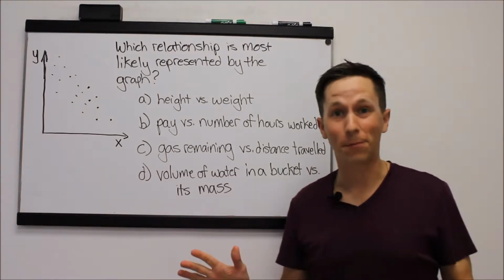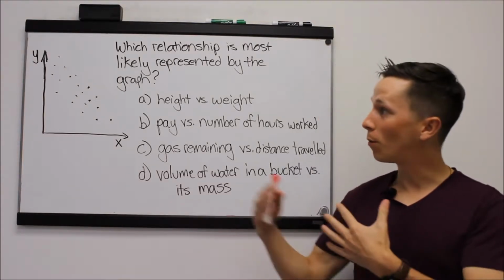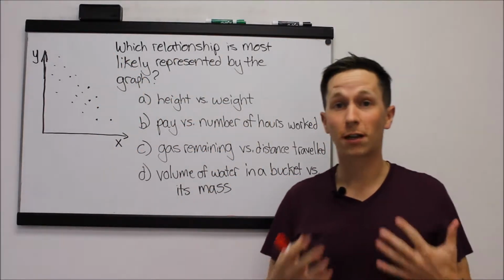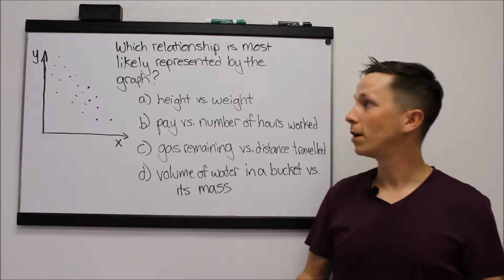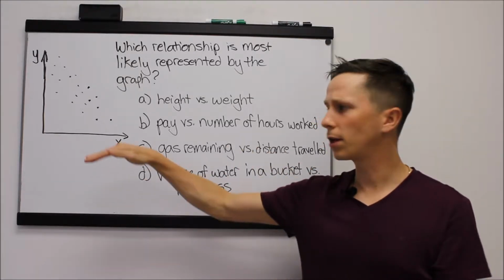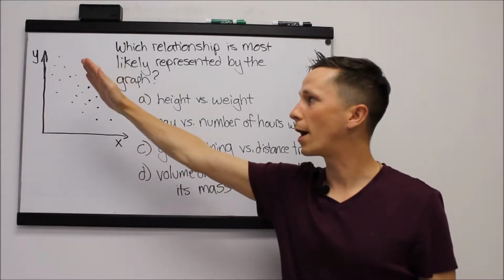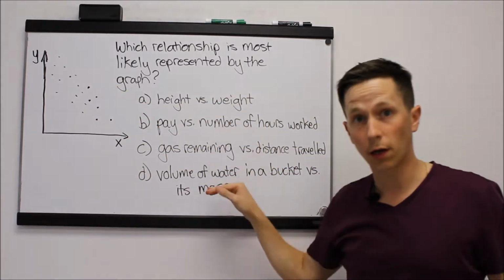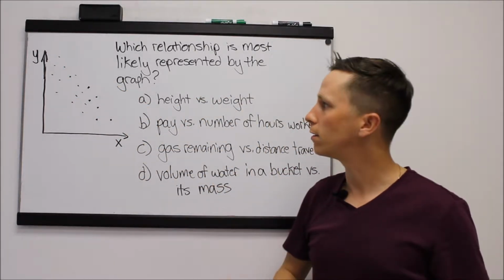There's actually no numbers even given in this problem. What we have is a picture of a graph, and it says which relationship is most likely represented by this graph. So it's really about interpretation and really understanding what the x-axis and y-axis mean. So first let's take a look at the shape, and then we'll look at our answers and see what they're trying to get us to do.